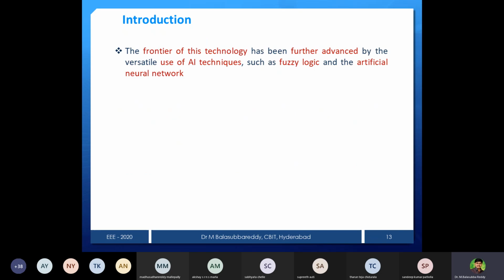And then there is further development in AI techniques, fuzzy logic, artificial neural networks, all of which are incorporated in device technology improvement and control strategies. Nowadays AI techniques and fuzzy logic controllers are used to generate the firing pulses. Compared to conventional pulses, suppose I want to fire the SCR, let us assume that. To fire the SCR, we require a firing pulse.